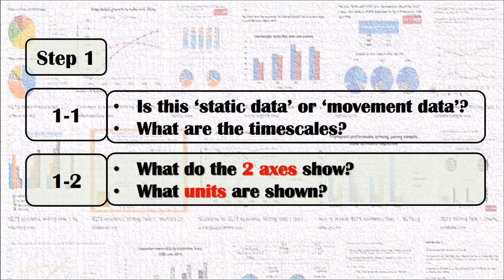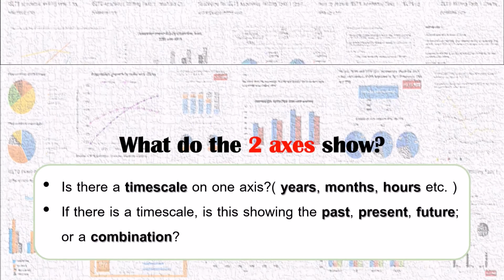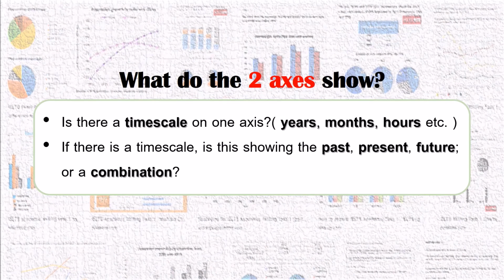1-to-2. What do the two axes show? What units are shown? What do the two axes show? Is there a time scale on one axis, years, months, hours, etc.? If there is a time scale, is this showing the past, present, future, or a combination?